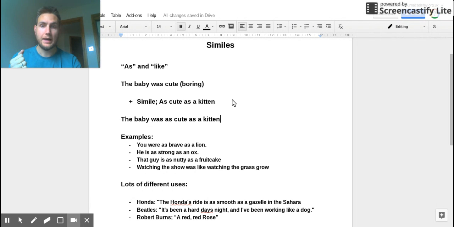Now, when we add this in, we compare the baby, the subject or object here, with the kitten. So we say that the baby was as cute as a kitten. Therefore, we have indicated that we think this baby is really, really cute. We are not saying that the baby is the kitten, because that is completely different.